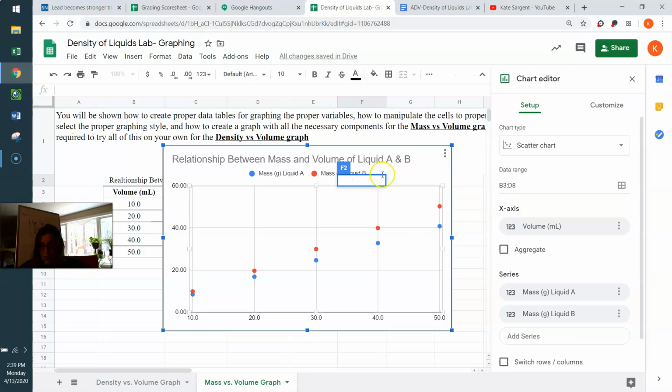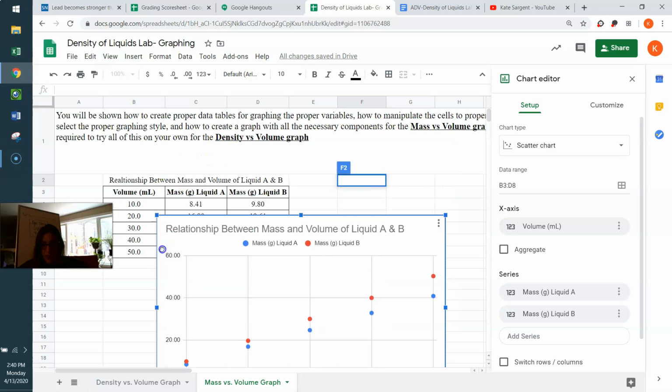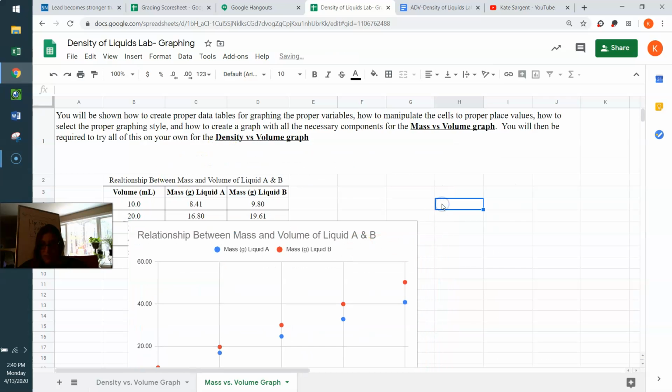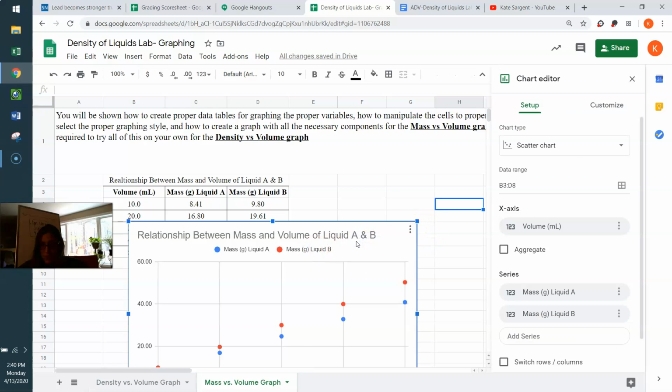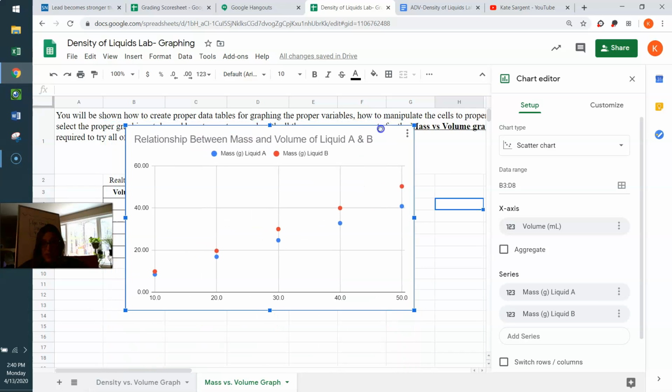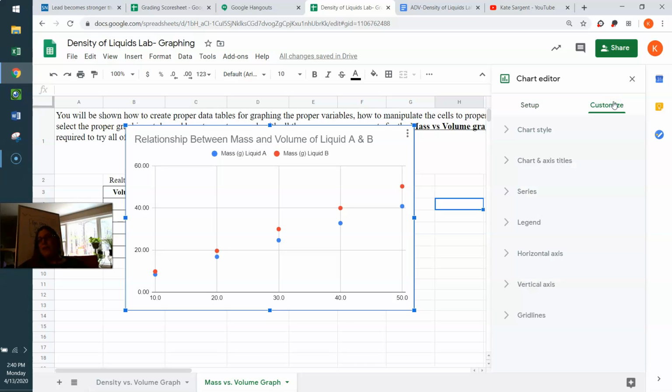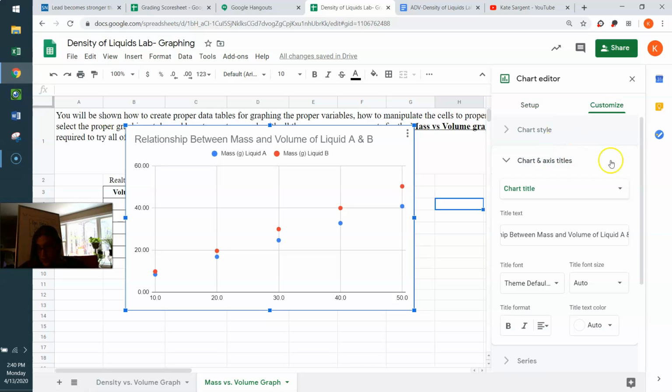I don't know why that cell keeps coming up, and teacher problems here, folks. And back at it again. Let's move this up here so I can. Alright, so back to customize, back to chart title, chart axes and titles. My chart title is done, but I still need my axes labeled.